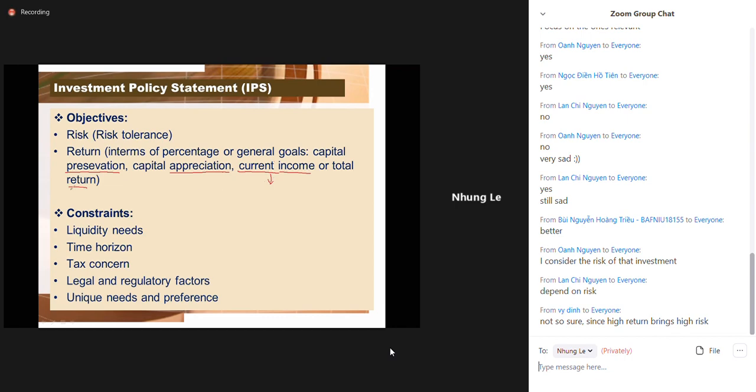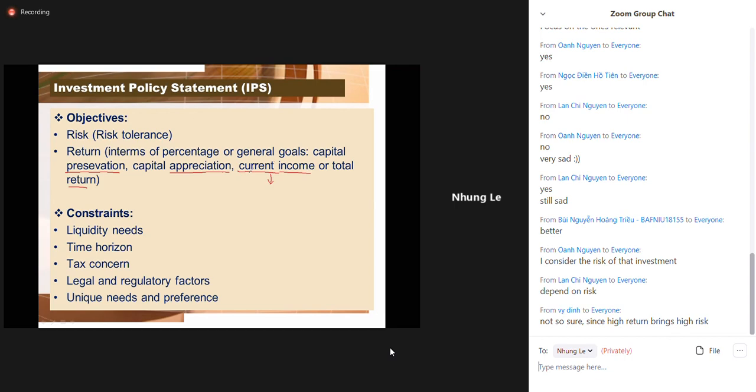For the total return, it's similar to capital appreciation and similar to current income, but with the income here, they don't spend it to sponsor their life, but they will use it to reinvest. That's what we call the total return.